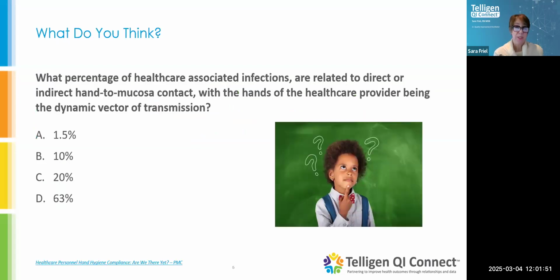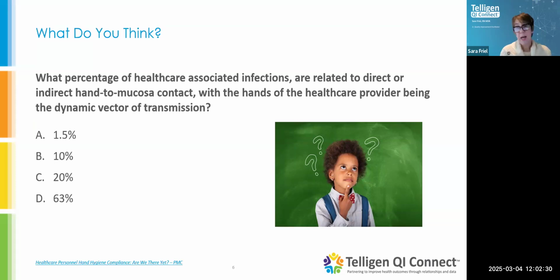So let's get started with some fun hand hygiene facts. And we're going to have a polling question for you. My colleague, Jason, is going to post the polling question. And when we get about 70% of responses, he'll go ahead and post our results. So here's our question. What percentage of healthcare associated infections are related to direct or indirect hand to mucosa contact, with the hands of the healthcare provider being the dynamic vector of transmission? So go ahead and submit your response there.